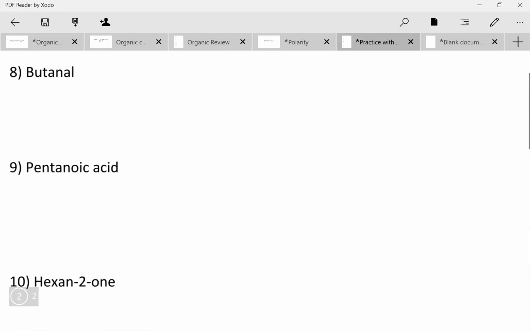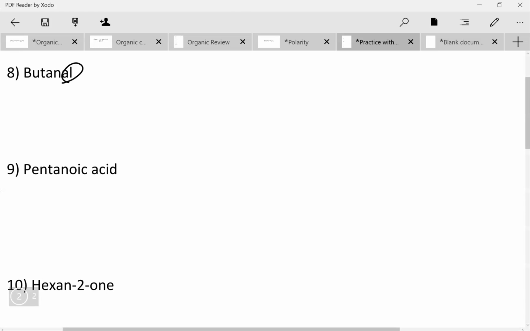Continuing on, we have butanal. So al stands for the aldehyde, which means I know I have a double bond O at the end of my compound, or the beginning. We'll put it at the end. So 1, 2, 3, 4 carbons for butan. Then we have a double bond O at the end.